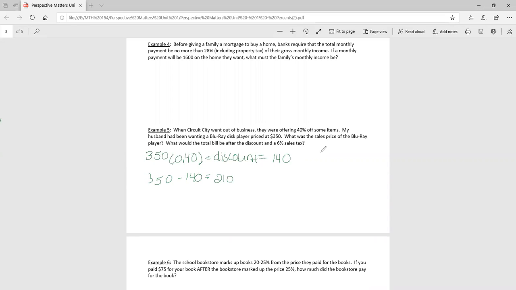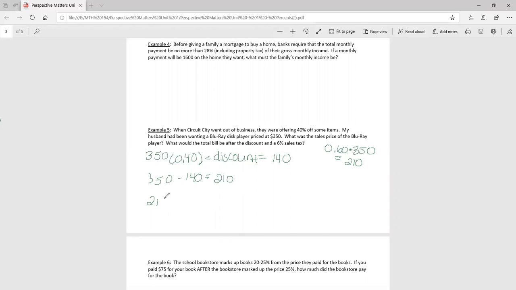Now, a slightly different way we could have done this is if you think about if I'm getting 40% off, then I'm paying 60% of the total price. So we also could have done 60% times 350 to get the 210. It just depends on what you're comfortable with. Either way, we pay the tax on the 210, not on the 350.